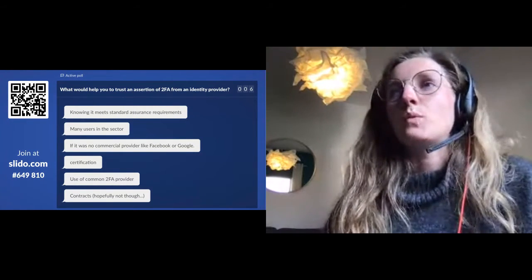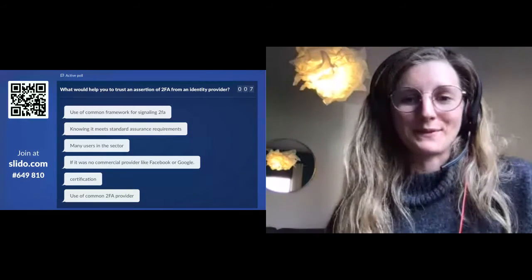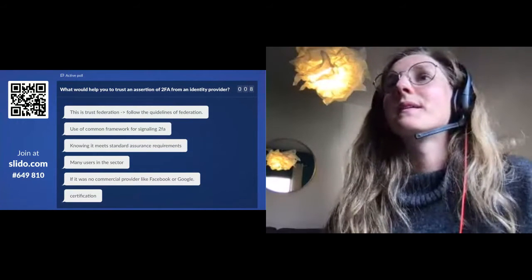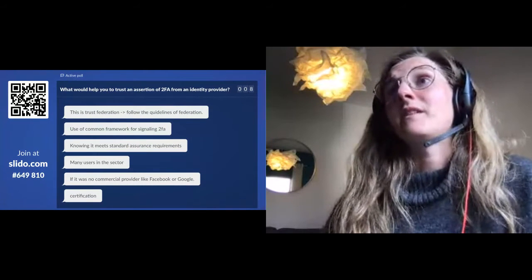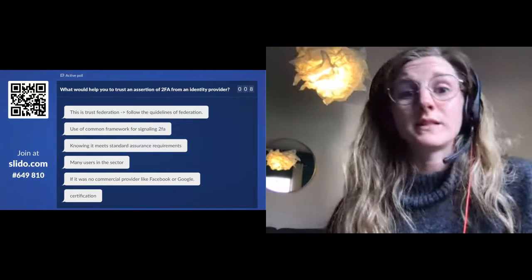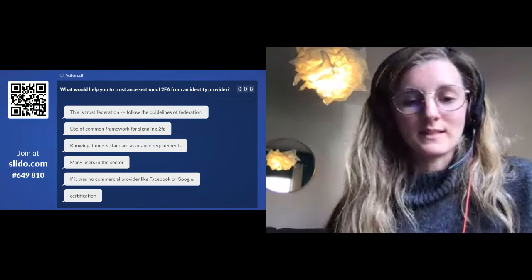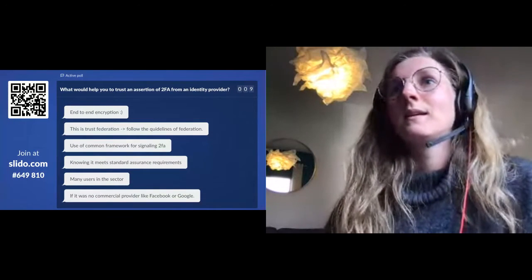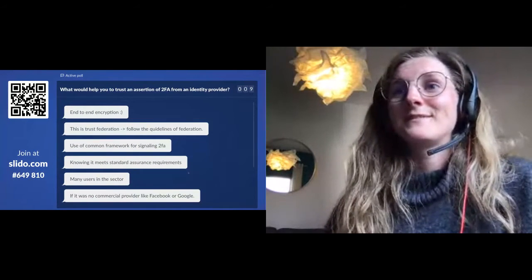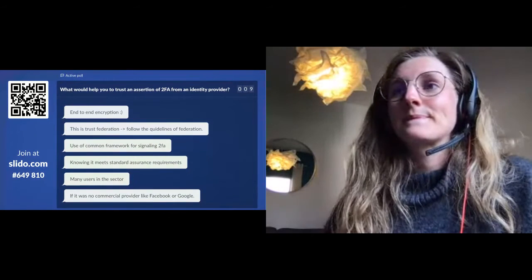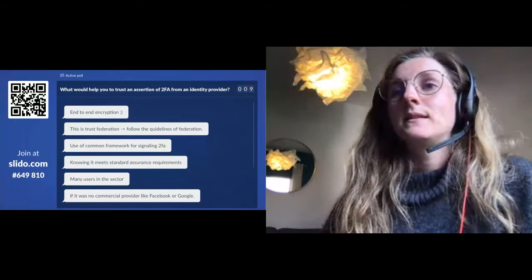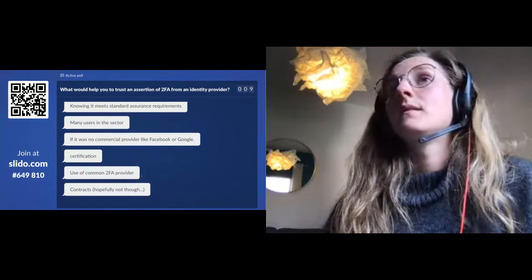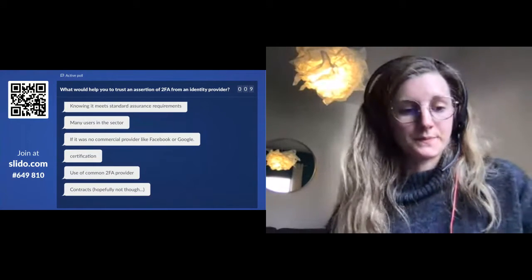I imagine some people might not have anything to put in this one, so we won't leave it open for too long. What, 7? Following the guidelines of the Federation, yeah, which is not always the case, unfortunately, for people who are deeply embedded within this identity federation space. Encryption, nice. Standards, once it has a lot of users. Great, thank you. That's all very, very helpful.